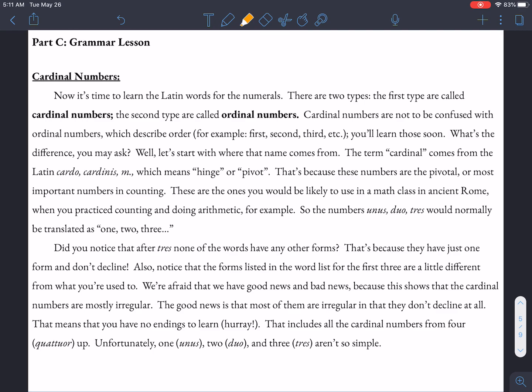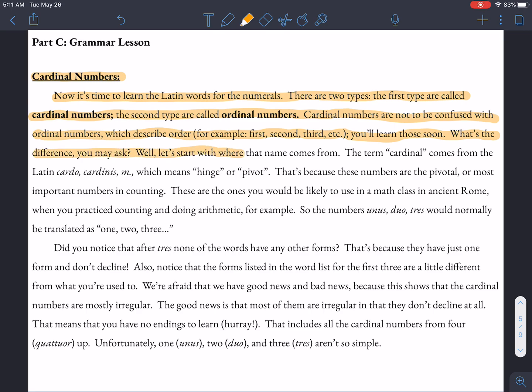All right. Part C, grammar lessons. Cardinal numbers. Now it's time to learn the Latin words for the numerals. There are two types. The first type are called cardinal numbers. The second type are called ordinal numbers. Cardinal numbers are not to be confused with ordinal numbers, which describe order. For example, first, second, or third, etc. You'll learn those soon. What's the difference, you might ask?